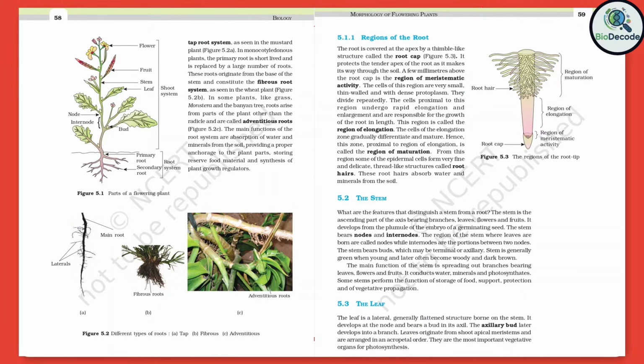The leaf. The leaf is a lateral, generally flattened structure borne on the stem. It develops at the node and bears a bud in its axil. The axillary bud later develops into a branch.